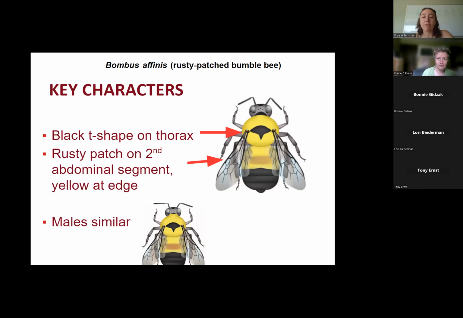So I kind of like to think of it like the rusty patch is sort of sandwiched in the yellow that we're seeing on T1 and T2. And the males are also similar. They have a similar color pattern to the females. So when we're trying to figure out if it's rusty patch or not, we don't have to worry about a difference in color between the males and the females. Next slide, please.